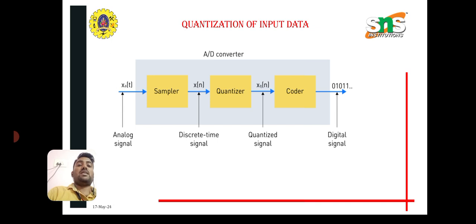The output of the sampler is a discrete time signal, which means time is discrete and amplitude is continuous in manner, and the quantizer output is discrete in both time and amplitude values, and finally we will get the digital signal. Okay, this is the block diagram of the A to D converter.